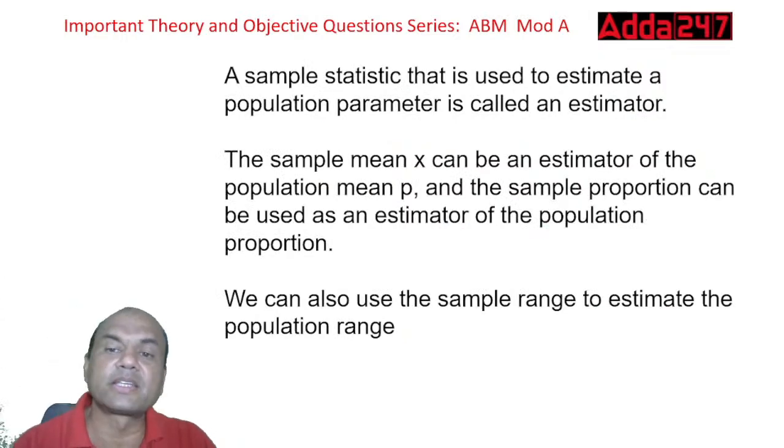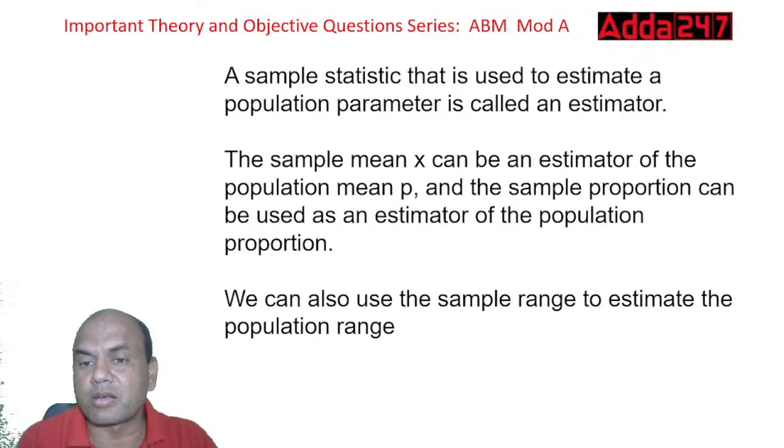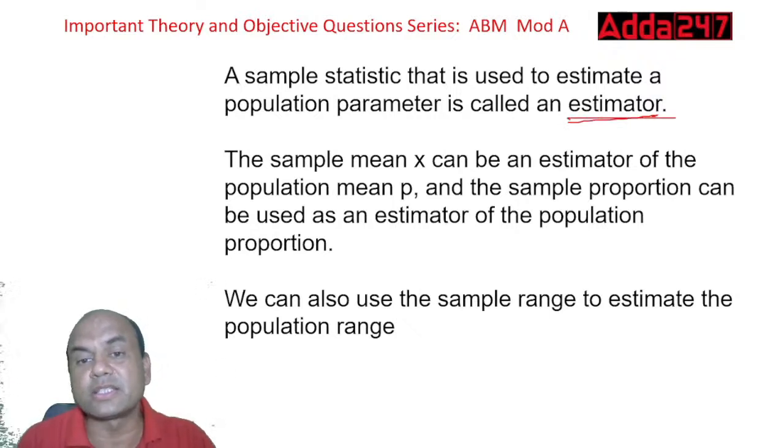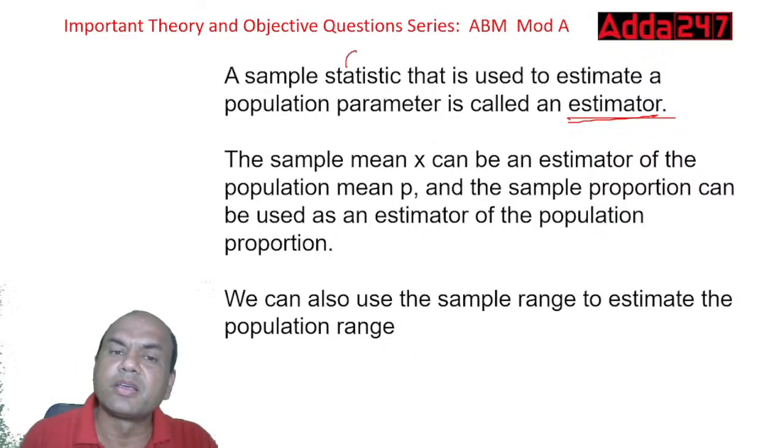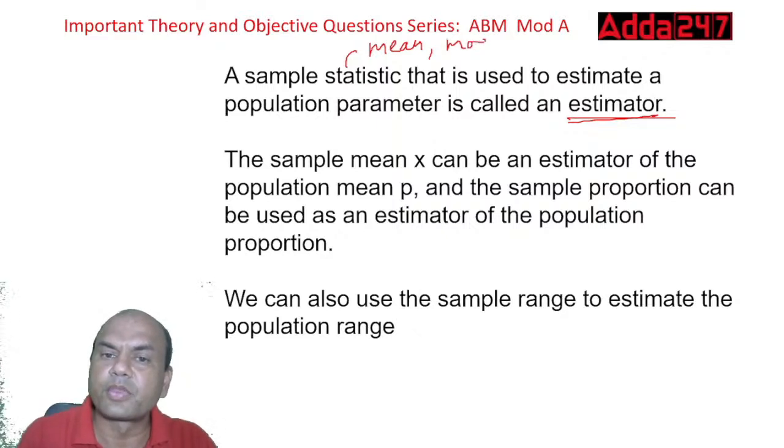A sample statistic used to estimate the population parameter is known as an estimator. This sample statistic is known as estimator. Whatever statistic we are using, mean, mode, median. What is the statistic? Statistic can be many things. I'll give you simple ones: mean, mode, median. Right? These are all statistics.